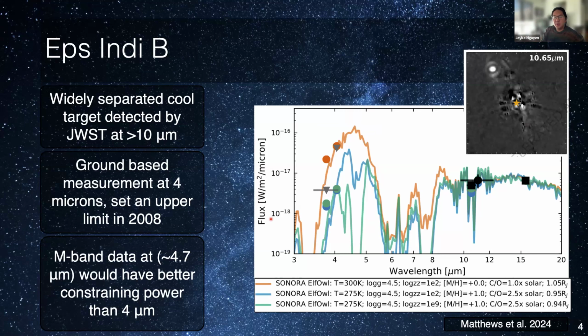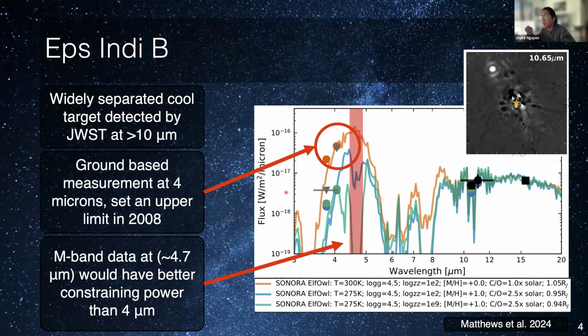The black here is the JWST data points. But I wanted to point out that they actually had ground-based measurements for this particular target at 4 microns, and they set an upper limit in 2008 with this 4 micron data point. But if they instead imaged at M-band or slightly longer wavelengths from the ground, right here, they would have a lot more constraining power on the properties of this planet. It would have gotten a much better spectral fit, even if they set an upper limit.